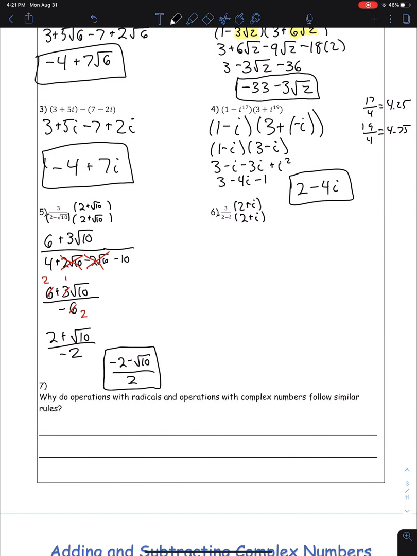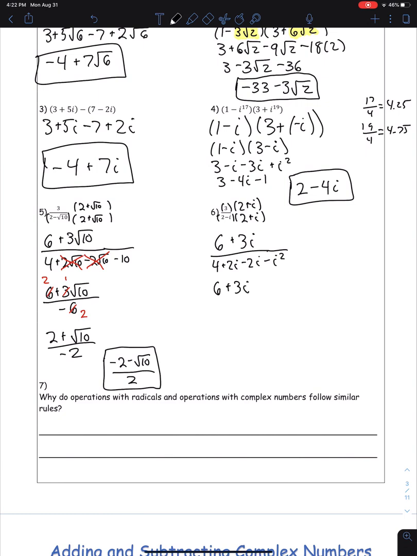I don't know if any of you guys thought of doing that, but we multiply the numerator the same exact way. 3 times 2 is 6. 3 times i is plus 3i, over 2 times 2 is 4. 2 times i is 2i. Negative i times 2 is minus 2i. And negative i times positive i is minus i squared. No like terms in the numerator, so we'll leave it as 6 plus 3i.